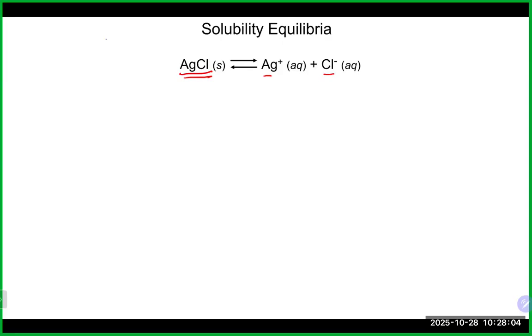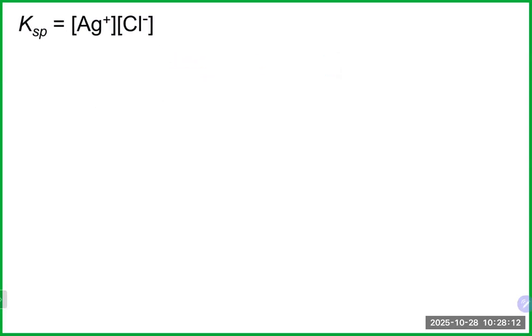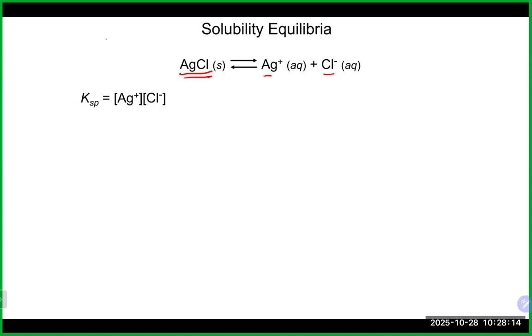And because it does set up an equilibrium, we could write an equilibrium constant for it, which is the same as normal, which is our products over our reactants. In this case, it would be the concentration of silver times the concentration of chloride equals our KSP, which again is our solubility product.